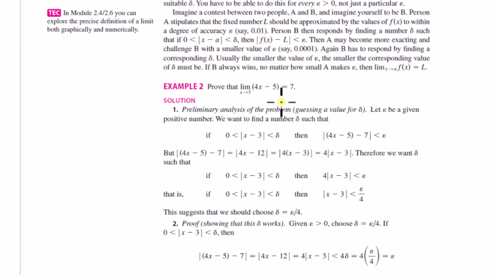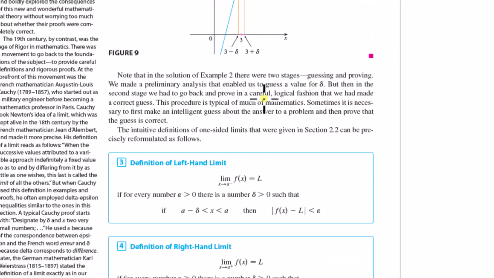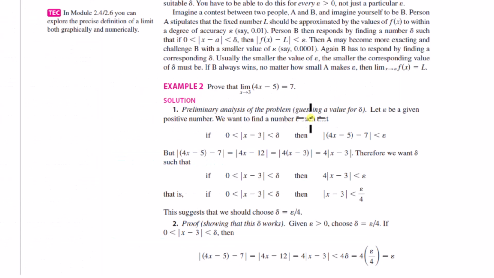All right, so there are 2 steps to doing a limit proof like this. If we jump ahead to this paragraph on the next page, it says that, typical of much of mathematics, sometimes it is necessary to first make an intelligent guess about the answer to a problem and then prove the guess is correct. And that's what we're going to do for these limit proofs. We start by coming up with a guess for delta. But the key is our guess for delta is going to be in terms of epsilon.